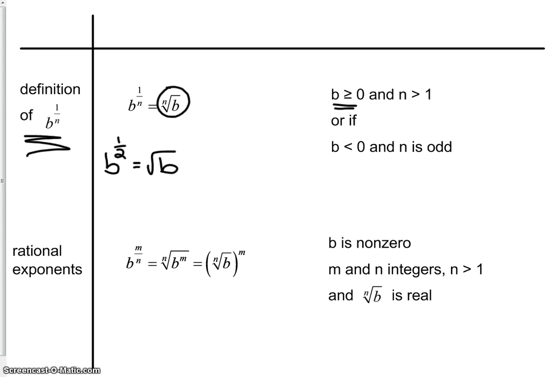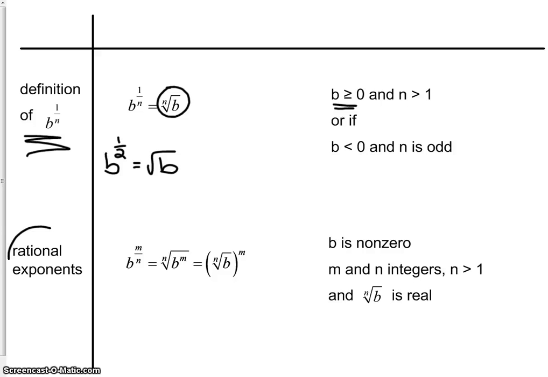Now, a couple things. b has to be greater than or equal to 0, so we can't deal with our base being negative. n has to be greater than 1. If b is 0, n has to be odd, because we can take cube roots, fifth roots, and whatnot with the odd numbers or odd values.